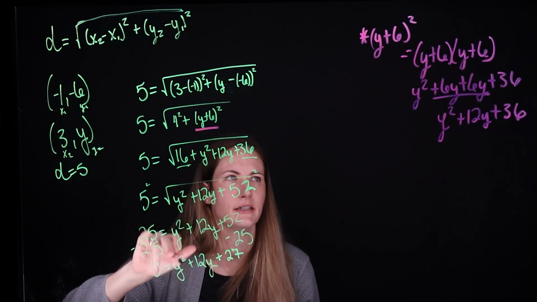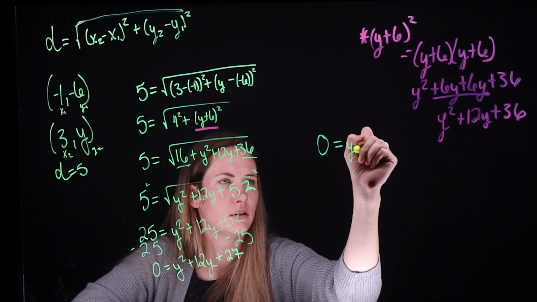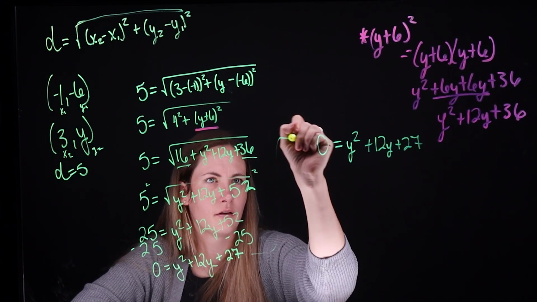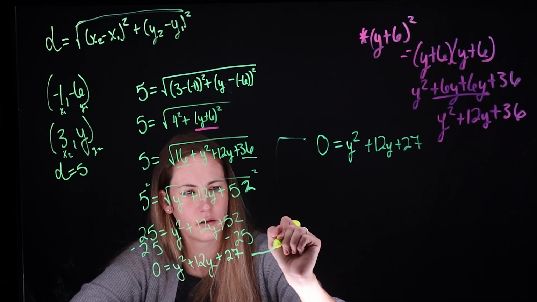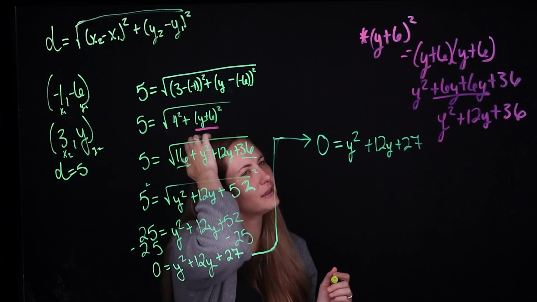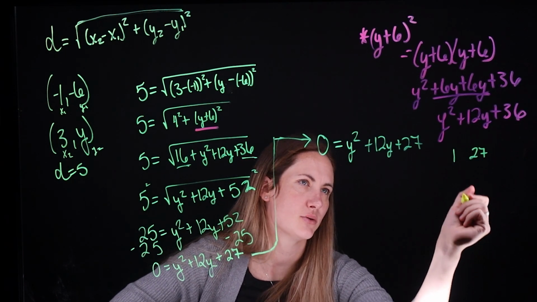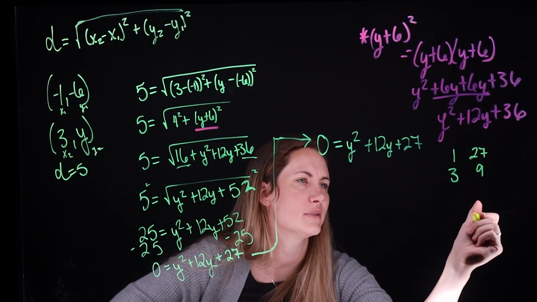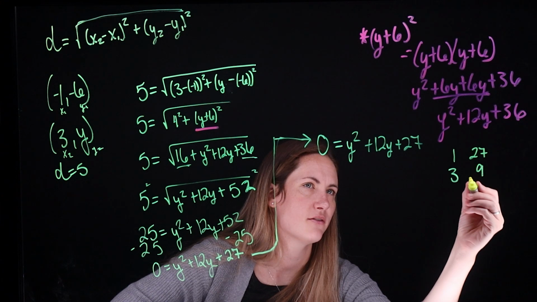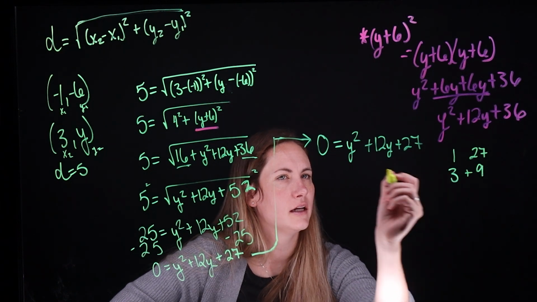Factors of 27 that add to get 12. I'm going to go ahead and write this up here. Now our factors of 27, we have 1 and 27. 2 does not go into 27. 3 goes into 27 9 times. 4 doesn't, 5 doesn't, 6 doesn't, 7 doesn't. These are the only factors of 27. So which set of these add to get 12? Right here. And they're both going to be positive.